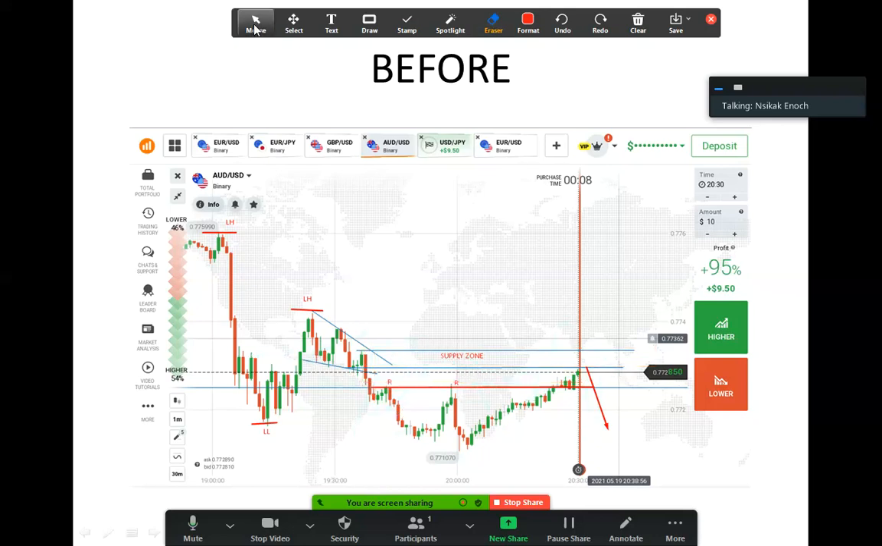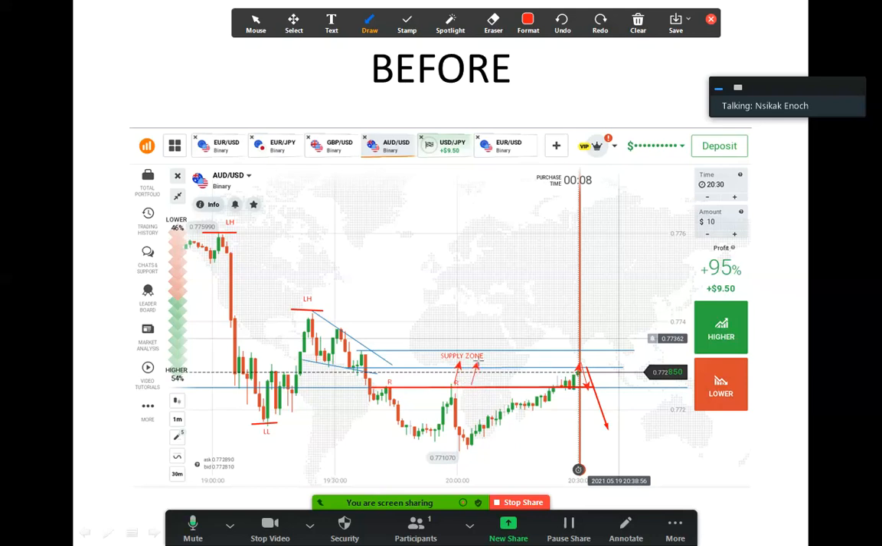I almost lost this trade. I almost missed this trade. One thing you should know is that I expect the price to go up and hit the supply before I go with sellers. If you observe this trade, the market did not hit the supply. What happened?